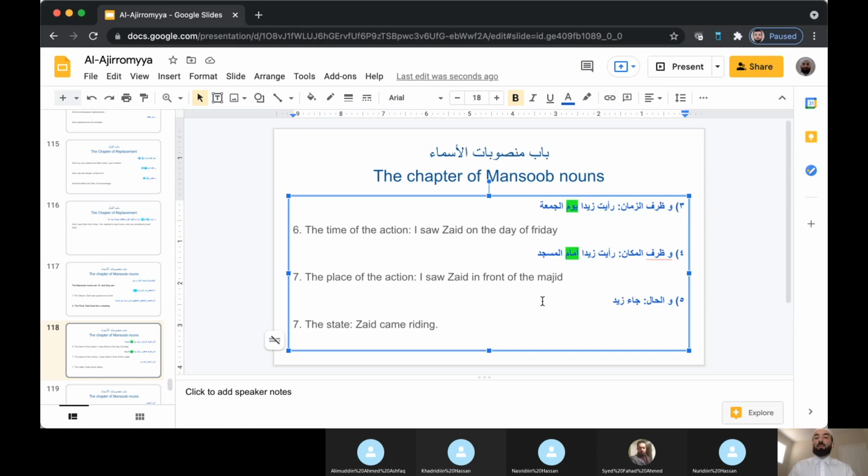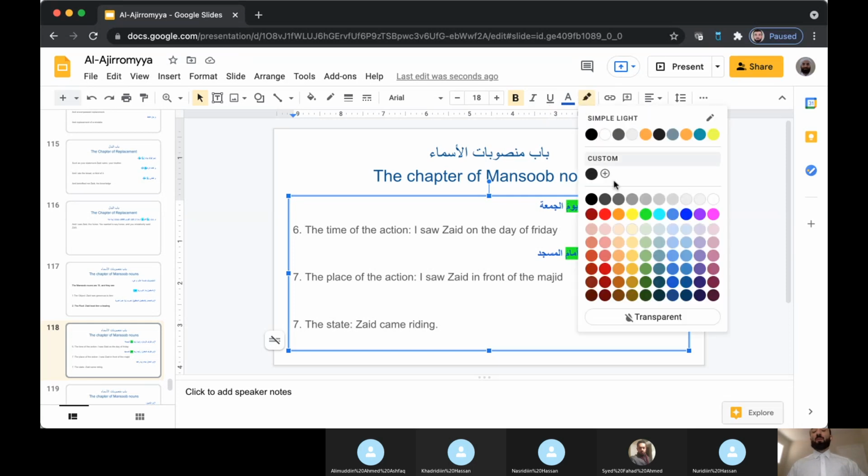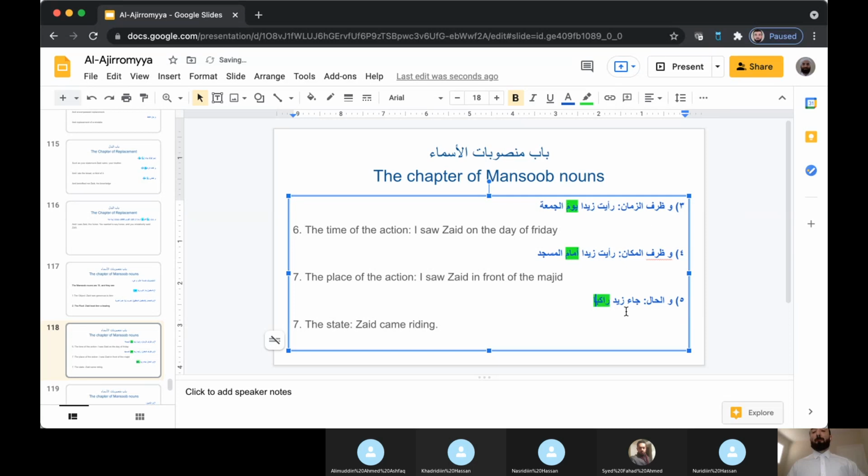Anyhow, these days, basically the first thing that would come to your mind would be a motorcycle. But this example is given a lot in the grammar books, and in the old days, whenever they said riding, they meant riding a horse, right? Or riding a camel, riding an animal, basically. So basically, rakiban, which is riding, is the state, and the state of the doer of the action, or the one who the action is being performed on, is always nasb, or it's always mansub. Does that make sense? Yes. Okay.